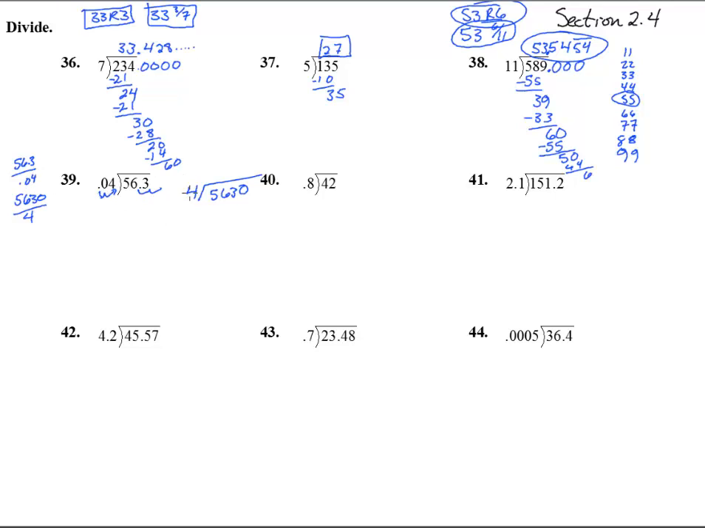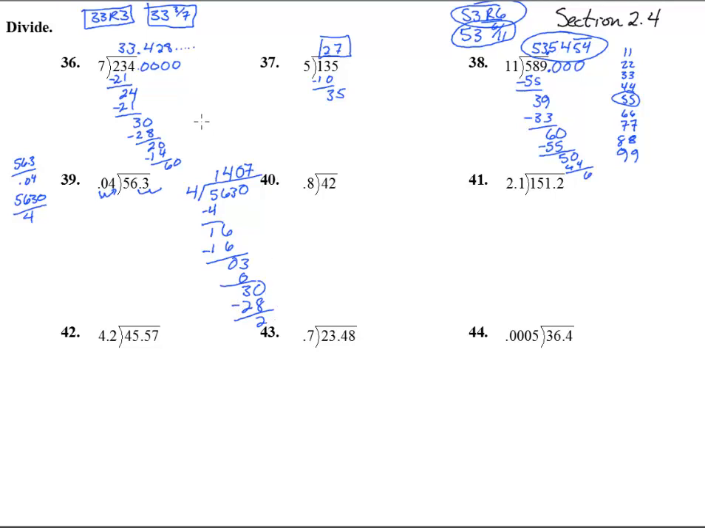So we take 4 goes into 5 once. Subtract, and we get 16. 4 goes into 16 4 times. 4 times 4 is 16. Subtract, we get 0. Drop down the 3. 4 goes into 3 0 times. 0 times 4 is 0. And we drop down that other 30. 4 goes into 30 7 times. It's 28. Subtract, and we get 2.